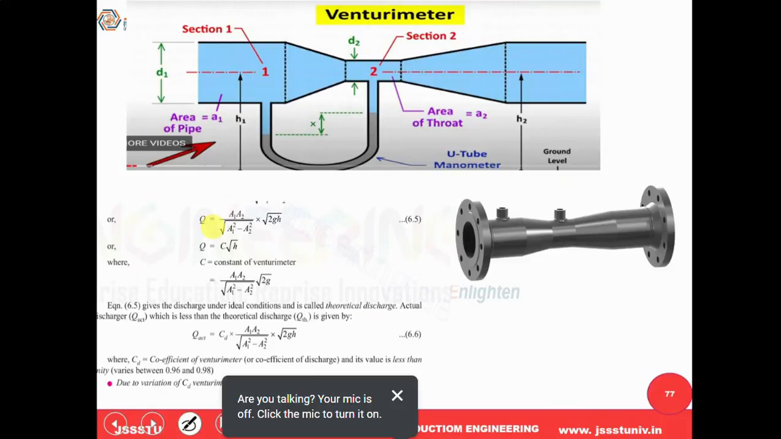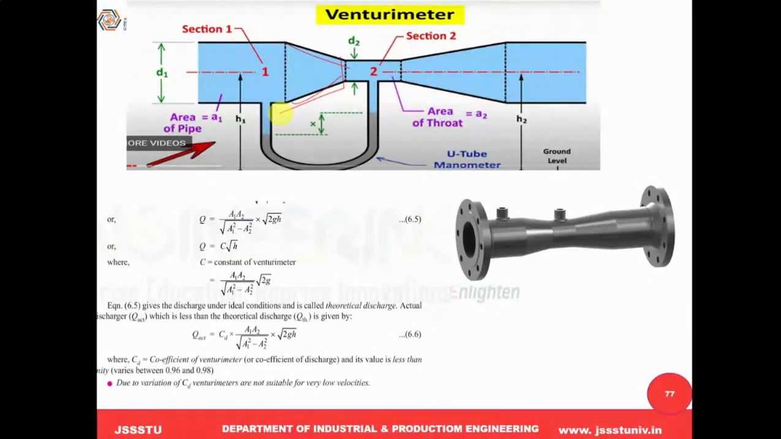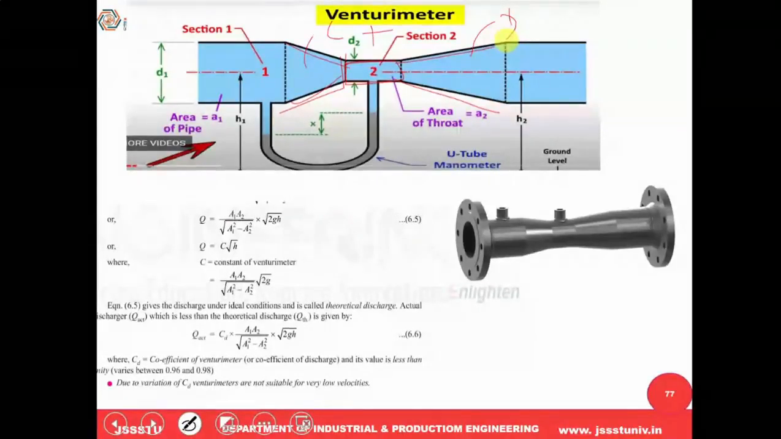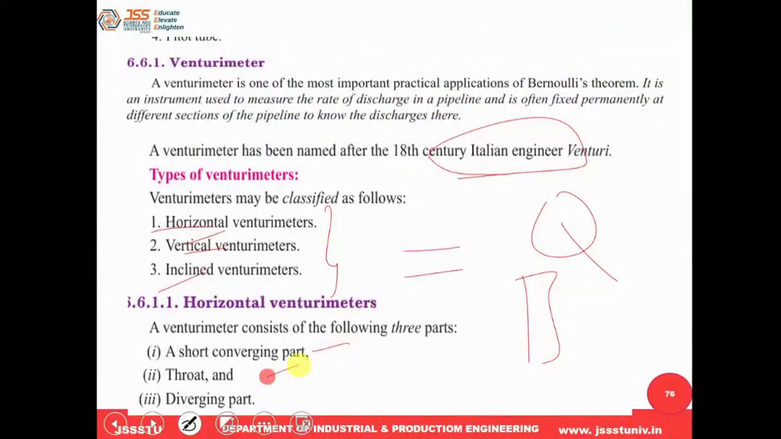Throat. Yes. First, the part before the throat will be convergent. This is called the convergent section. After the convergent section, there will be a constant area. This is called the throat, and after that the area again increases. This is called the divergent section. Basically, it consists of these three parts: convergent, throat, and divergent.